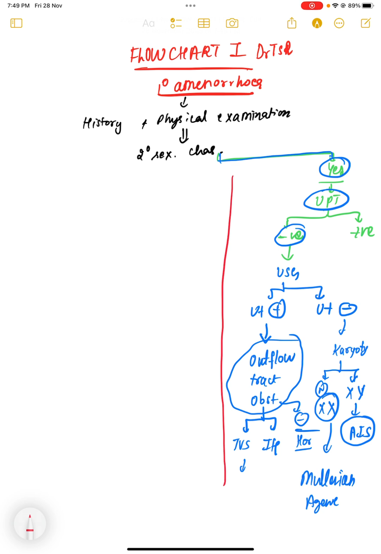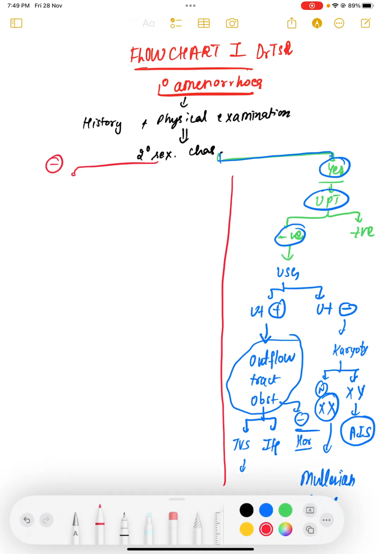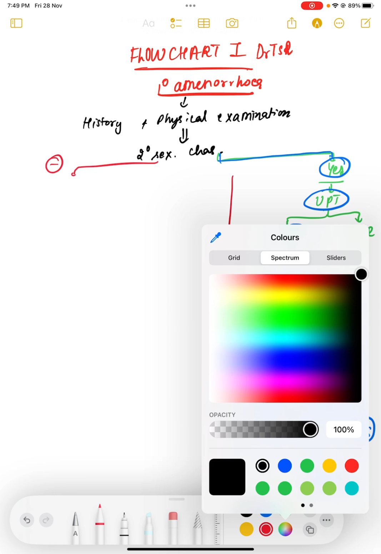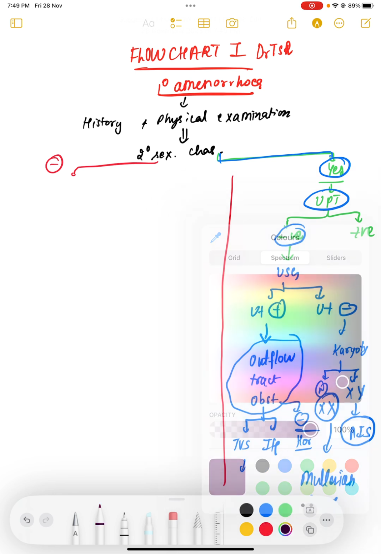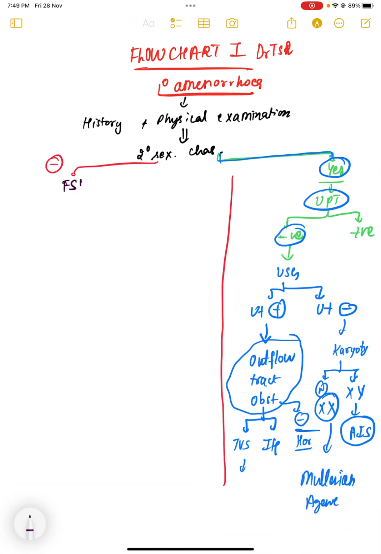Okay, now let us go for if the secondary sexual characteristic is absent. What to do if the secondary sexual characteristic is absent? So in here, you check FSH level, serum follicle stimulating hormone. FSH can be of two types: FSH is low, less than 20 international unit per liter, or FSH can be more than 20 international unit per liter.